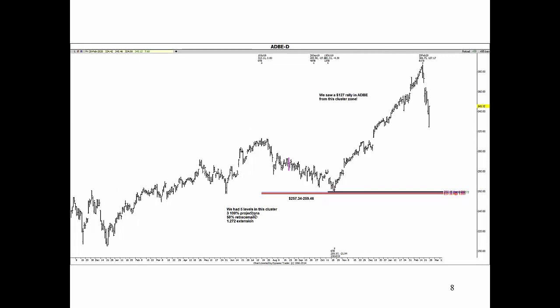We basically had 5 Fibonacci price relationships within this cluster zone. We had 3 that were 100% projections. We had a 50% retracement, and we had a 1272 extension. When I find clusters like this, it identifies a high probability, relatively low risk trade setup. Okay, so I'm going to actually go and talk about each of the things that I use to actually come to this conclusion in Adobe.